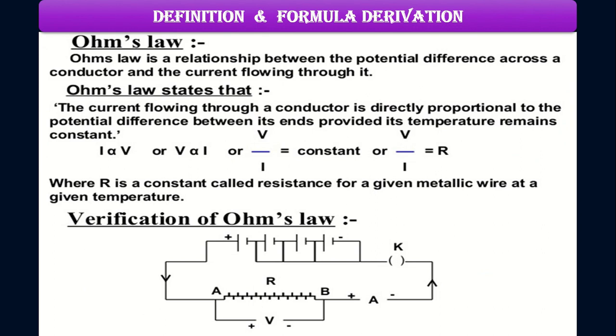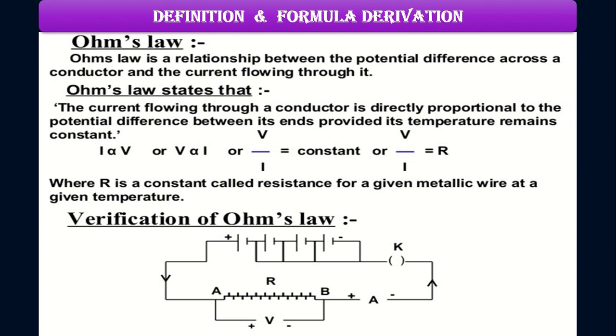Therefore, the relationship between current, voltage and resistance is expressed in Ohm's law. This states that the current flowing in a circuit is directly proportional to the applied voltage and inversely proportional to the resistance of the circuit, provided the temperature remains constant. That is, V is equal to IR, or V by I is equal to a constant. That constant is R, the resistance. That is, R is the proportionality constant.